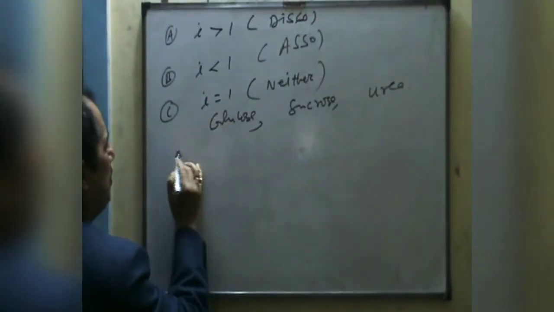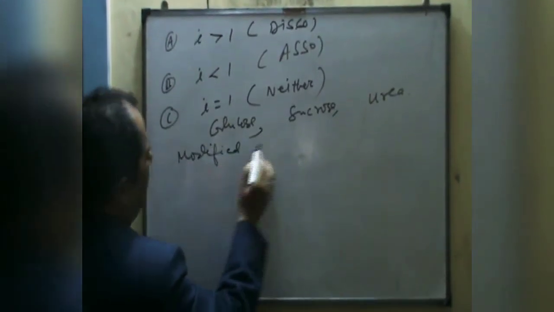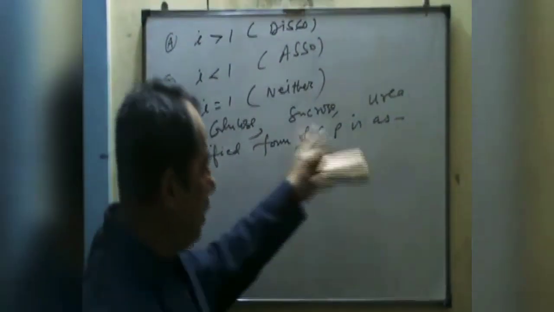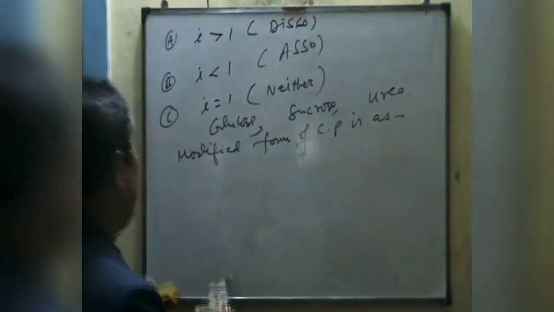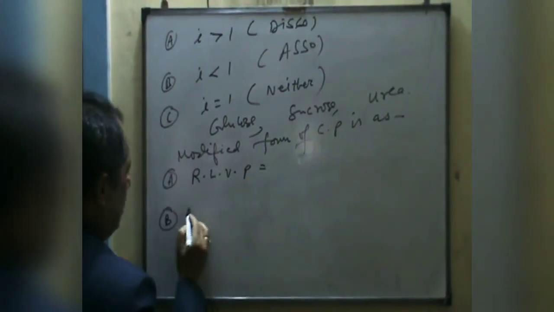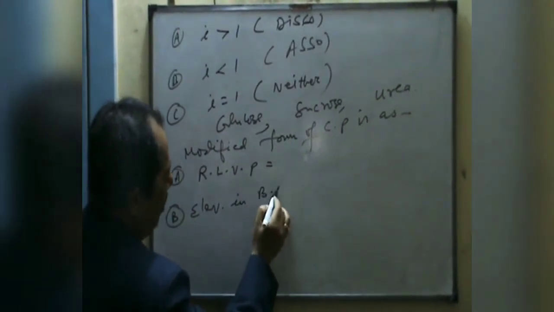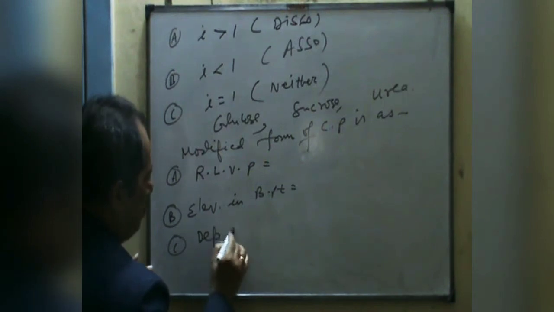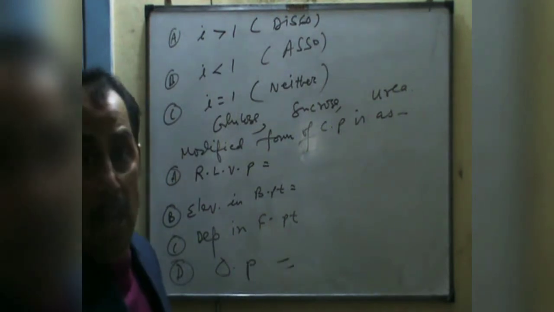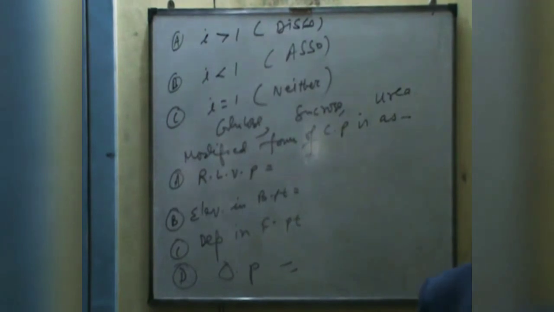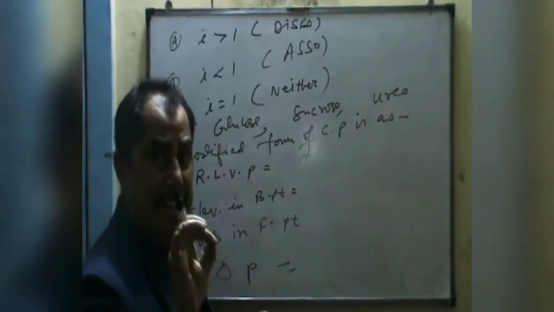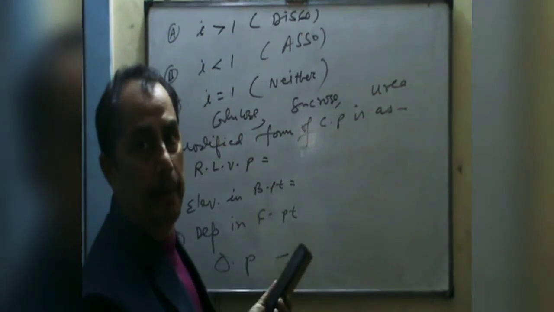Thus, see, the modified form of colligative properties is as follows. Dear students, write in a nutshell: first is the relative lowering of vapor pressure, second is the elevation in boiling point, third is the depression in freezing point, and finally the osmotic pressure. How can you modify these values? Because colligative properties require modification, that was already done by Van't Hoff in 1880, which is popularly known as the Van't Hoff factor i.